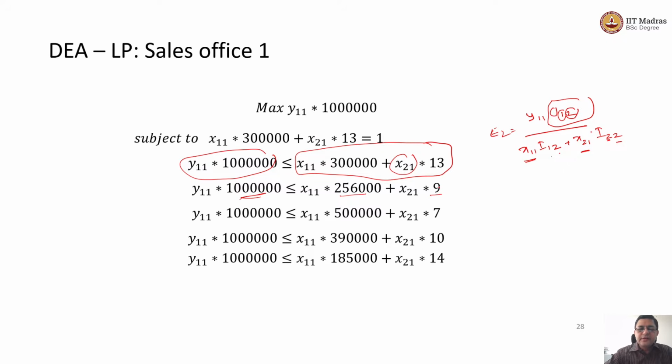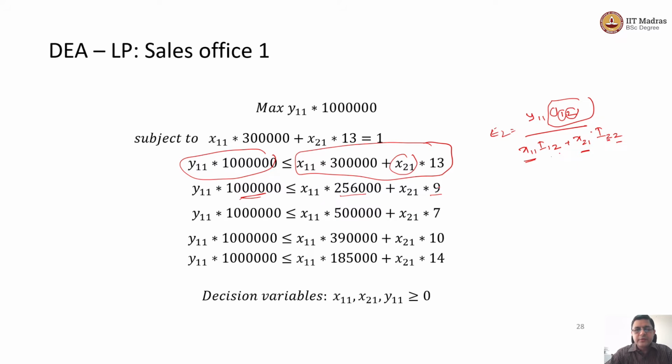Right. So these constraints will ensure that none of the DMUs get an efficiency of more than 1 using the weights calculated by DMU1. And finally, what do we need to write? We need to write the decision variables. The decision variables are x's and y's: y11, x11, x21 and so on. Those have to be greater than or equal to 0. Those are our decision variables. Right. I hope the formulation is clear now.